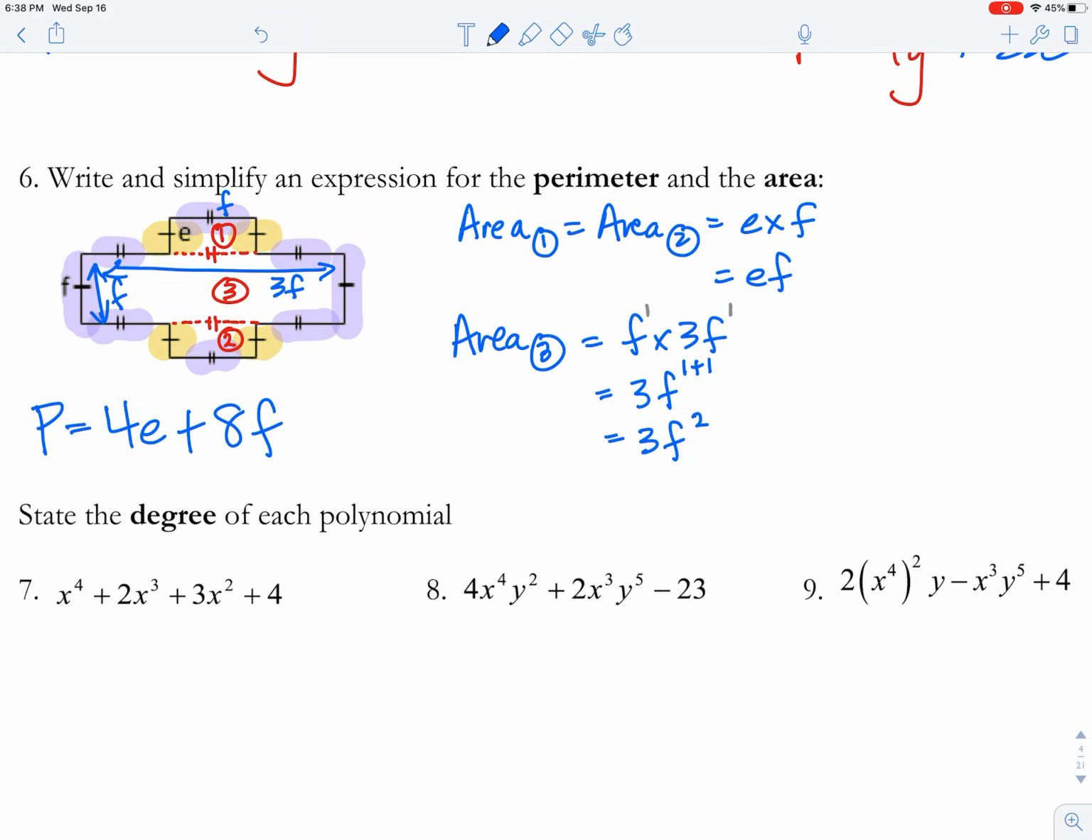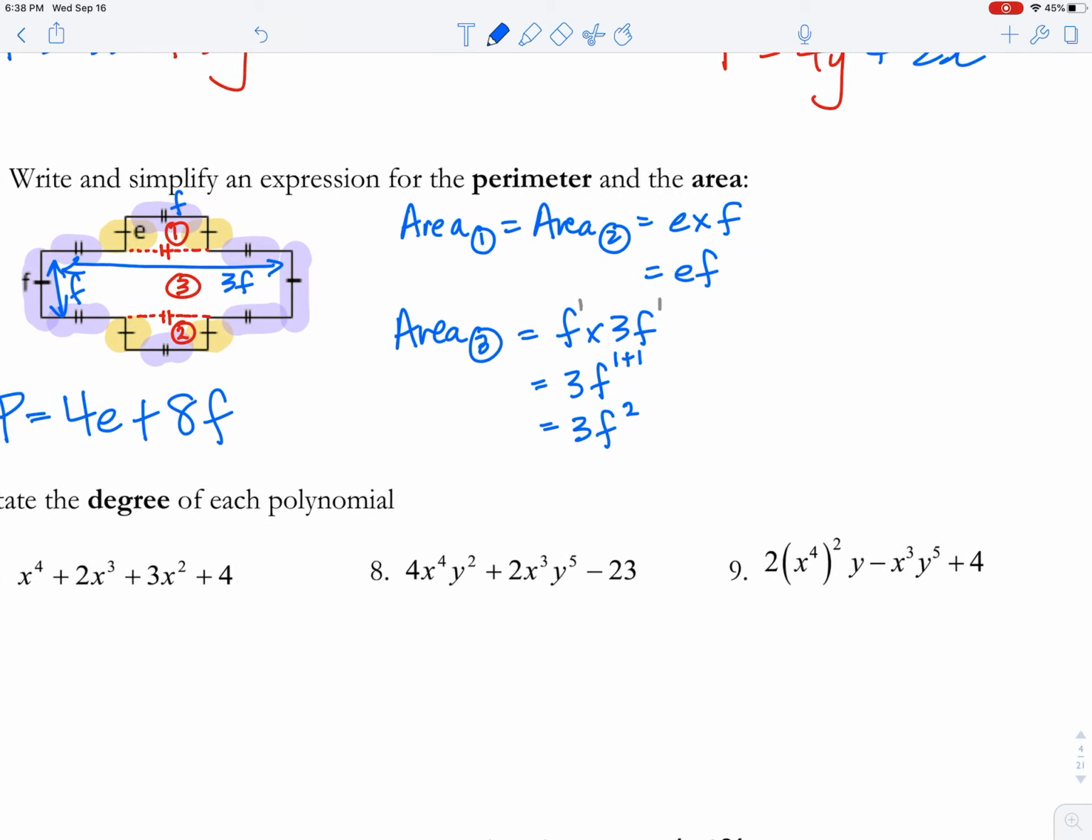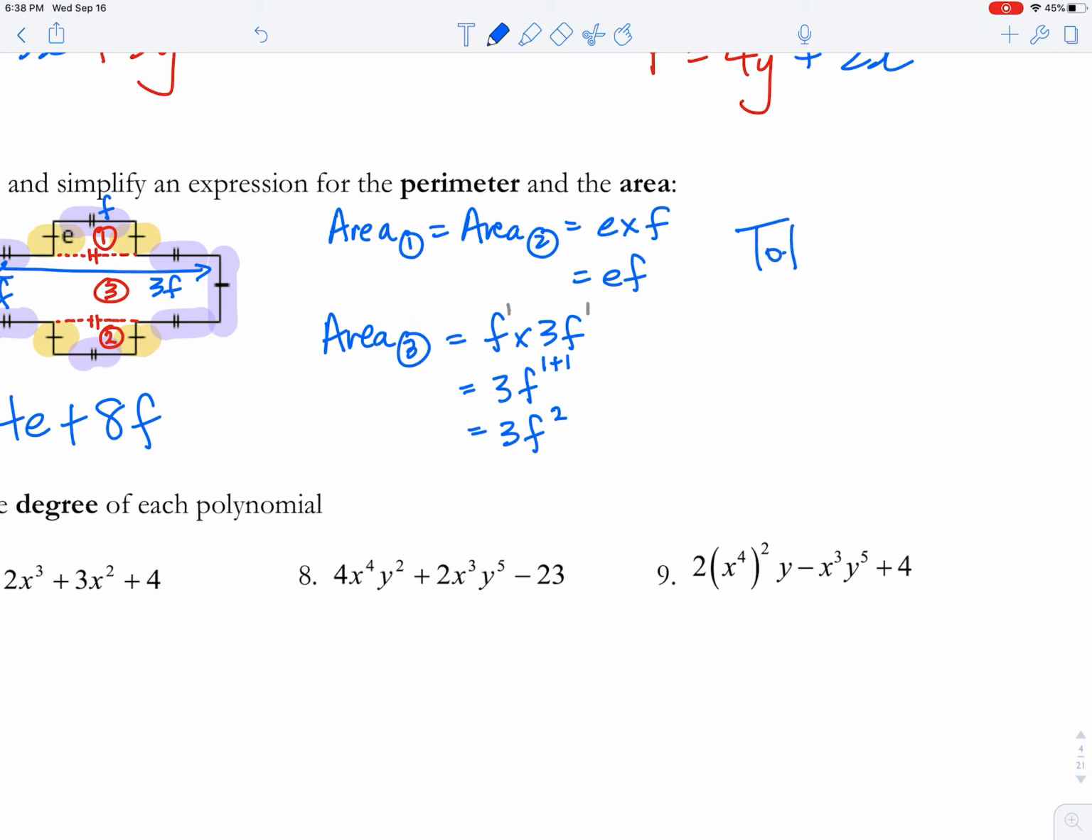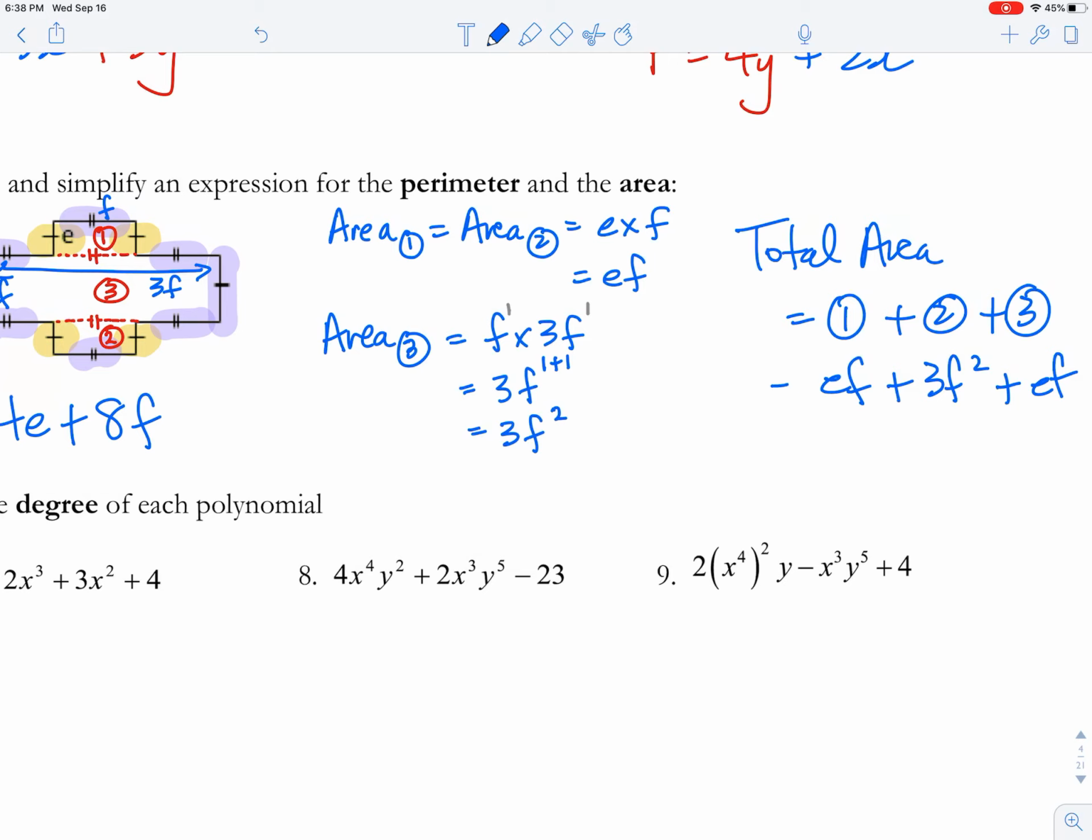So overall, our total area, I'm going to go like this. Our total area is going to equal 1 plus 2 plus 3. 1 was 2f, 2 was 3f squared, and 3 was another 2f. And we can collect like terms because that and the plus 2f are like terms. So that means 2f plus another 2f means I have 4f plus 3f squared.